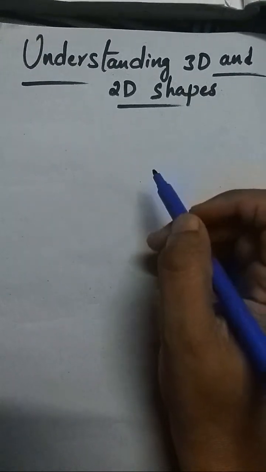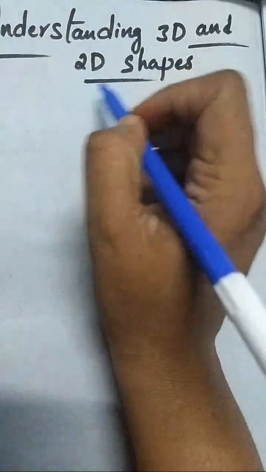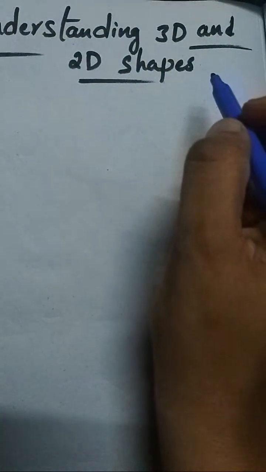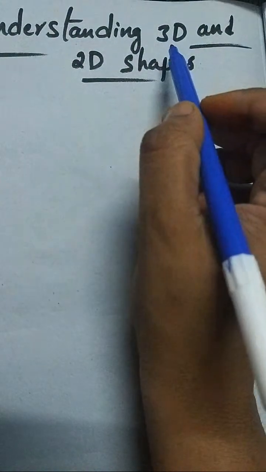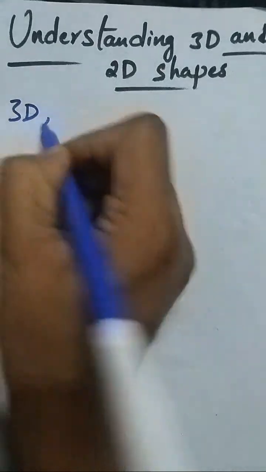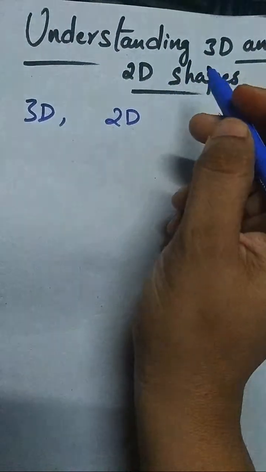Of 6th class chapter. Okay, what are 3D and 2D shapes which are used in our daily lives? We always come across these 2D and 3D shapes. Daily we can see so many examples which are very useful in our life. For example, 3D shapes. What are 3D shapes and what are 2D shapes? First of all, we have to know, we are going to learn in this video 3D and 2D shapes.